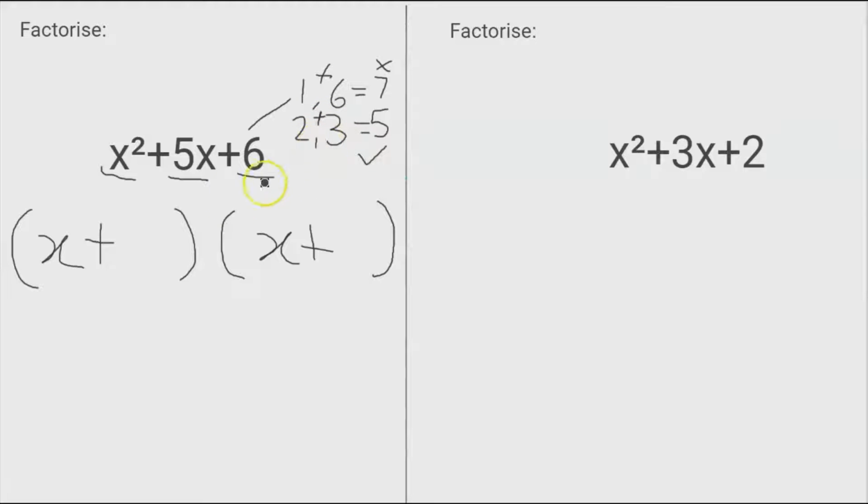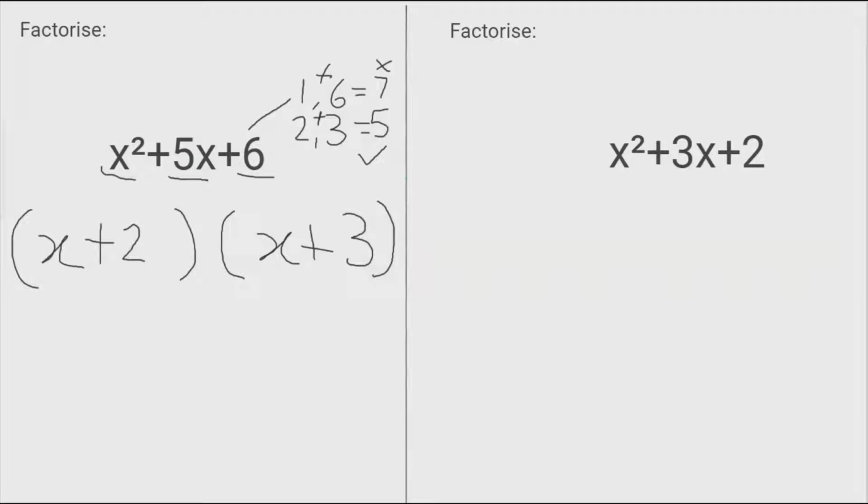We'll be using 2 and 3, so we can just slot them into our factorized answer. It doesn't really matter if it's 3 or 2. If it was x plus 3 and x plus 2, that wouldn't matter. It's the same, it would still be right.